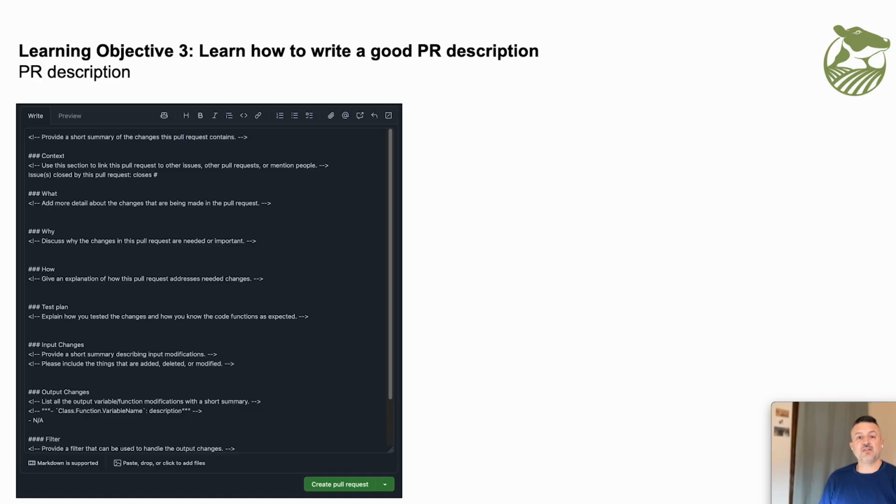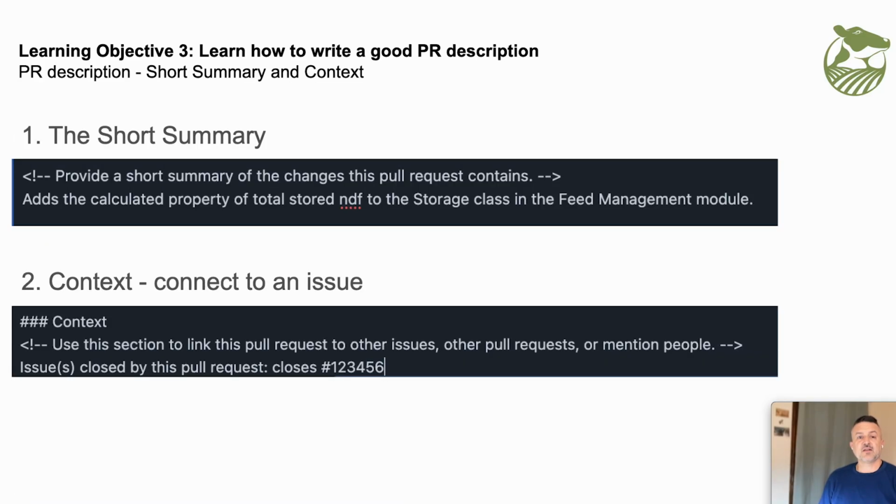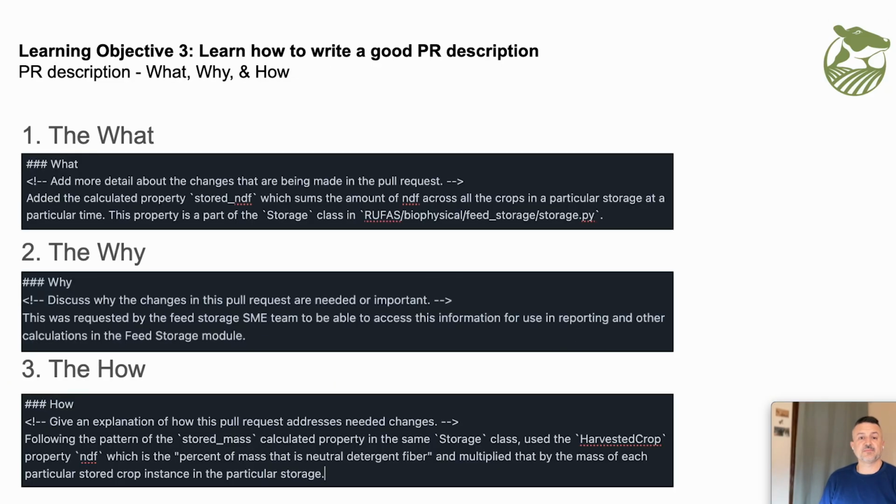On the same screen, you'll see below the title the PR description box. We created a standardized RuFaS PR description form which guides you on what information is necessary. We'll go through each of these components a little more closely. Starting with the short summary of the changes in the PR. This is just a slightly expanded version of what's in the title. Next is a reference to the specific issue this PR will close. Again, all PRs should be tied to a specific issue. The issue number should go directly after the hashtag, no space.